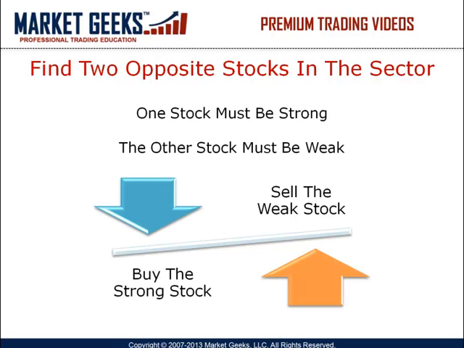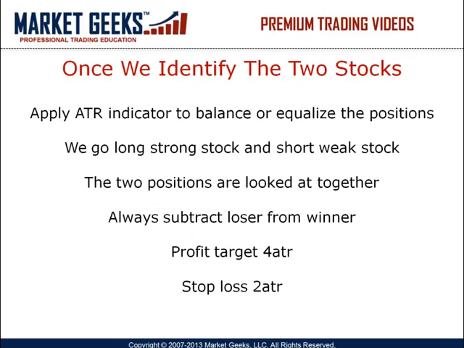The next step is to find two stocks in the sector that are completely opposite of each other in terms of strength and weakness. One stock must be strong, while the other stock must be a dog or one of the weakest stocks in the sector. Once we identify the two stocks, one strong and one weak, we apply the ATR indicator to equalize the positions so we have equal exposure between the two. We go long the strong stock and we go short the weak stock.